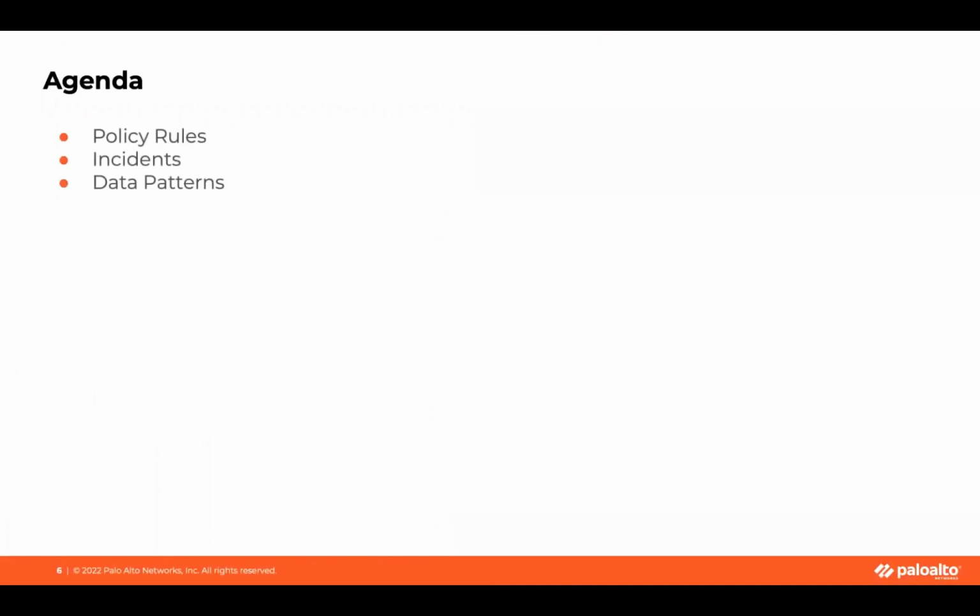In today's session, we will talk about SaaS Security API policy rules and incident management. We will also talk about data patterns and data profiles. In the Introduction to SaaS Security API and Best Practices webinar, we reviewed policy rules and some of the best practices. Today, we will talk a little more about it to refresh our memory and get more details before moving to the incident management section.